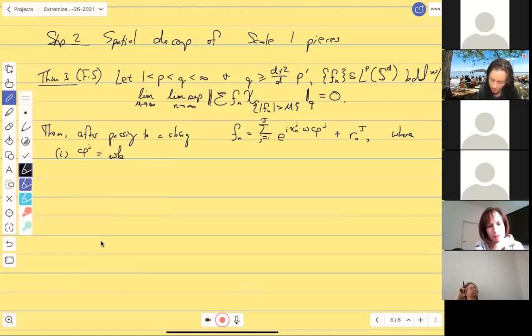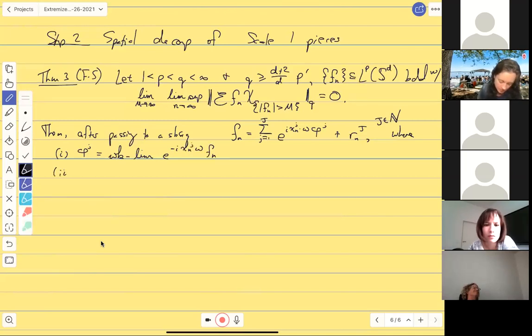And this is for all j in n. And so, of course, as j goes to infinity, we should get a better and better decomposition. So phi j is the weak limit of e to the minus i x n j omega f n.